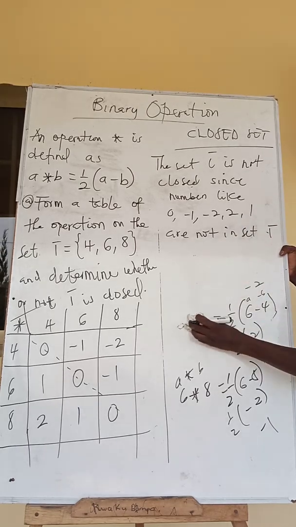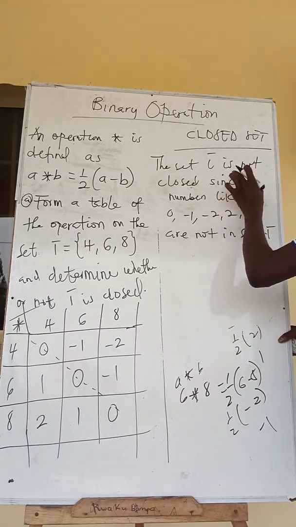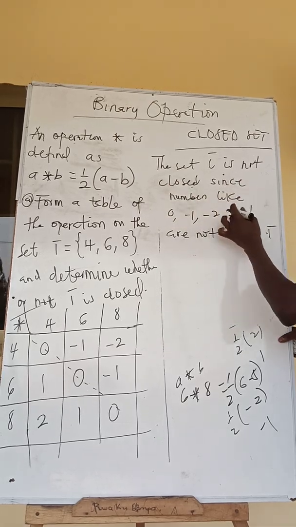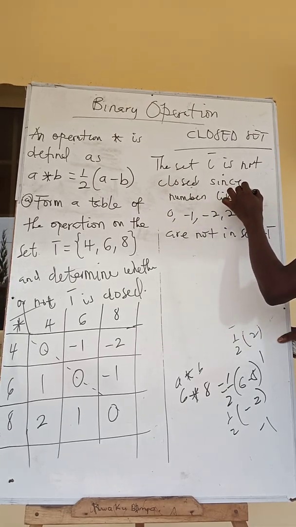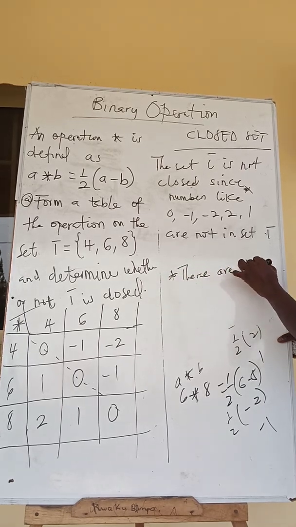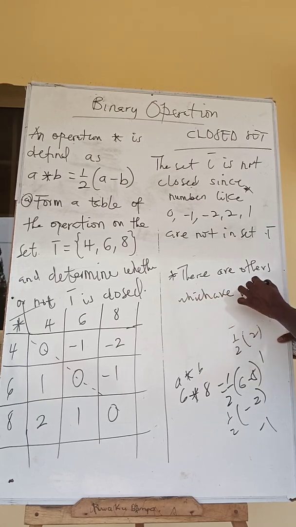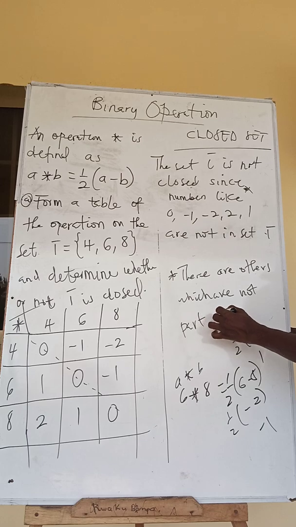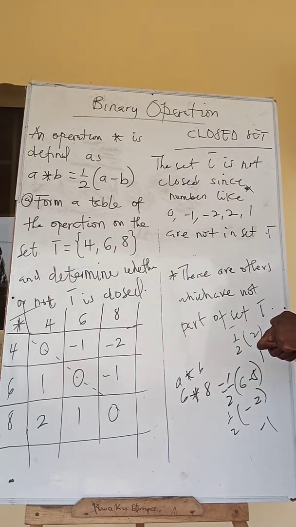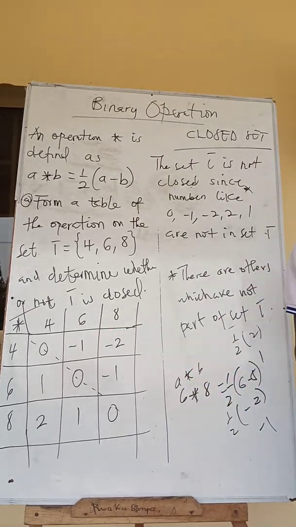So that is that. The table is not closed because you're having other foreign members. So simply put, you can say the set T is not closed since there are other members which are not part of set T. That's all. So the table is not closed. What I'm trying to say is, when you say the table is not closed, it means it contains foreign numbers that are not in set T.